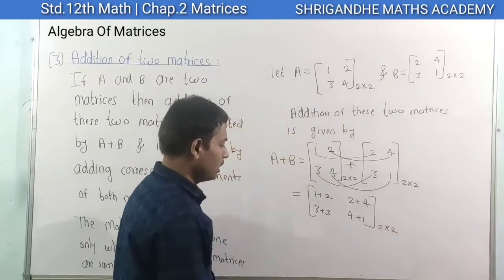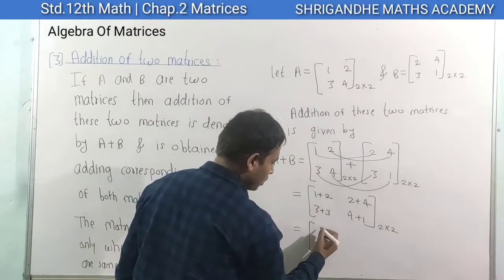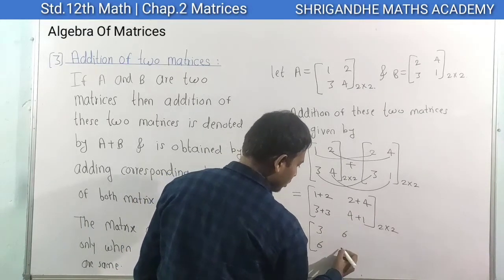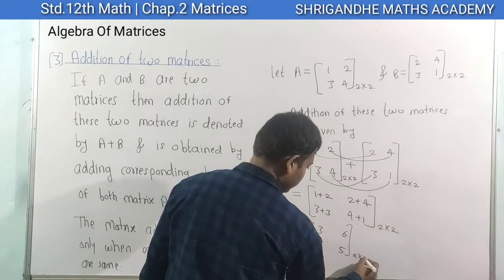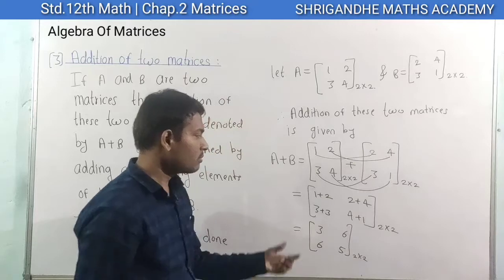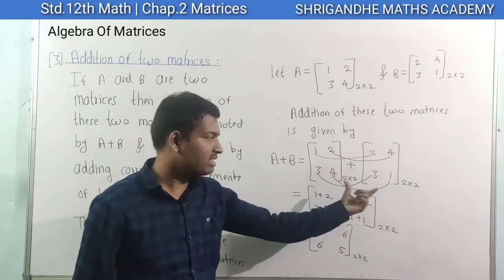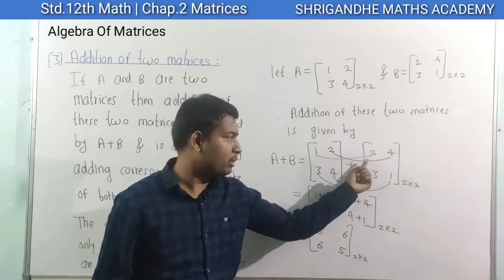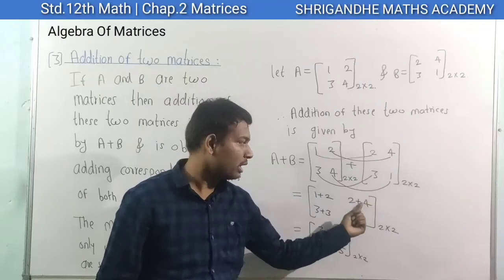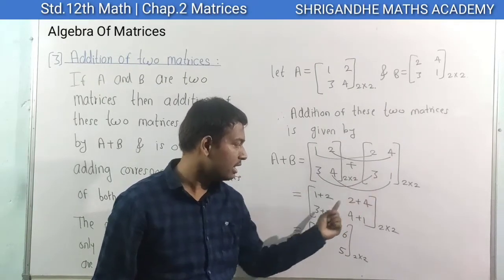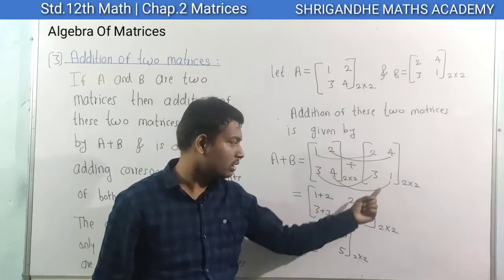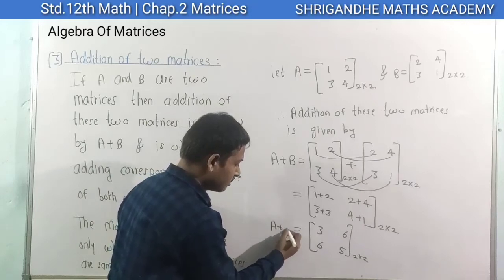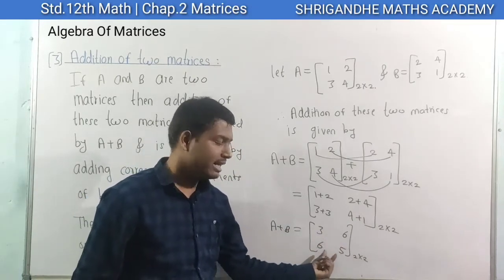Clear? Now this is equal to 1 plus 2 equal to 3, 2 plus 4 equal to 6, 3 plus 3 equal to 6, 4 plus 1 equal to 5. Means to add the two matrices having same order, we add the corresponding elements of both matrices. Clear? Therefore A plus B equal to the matrix having entries 3, 6, 6, 5.